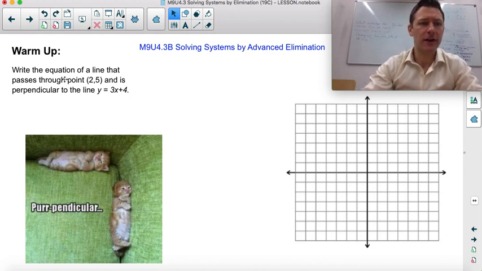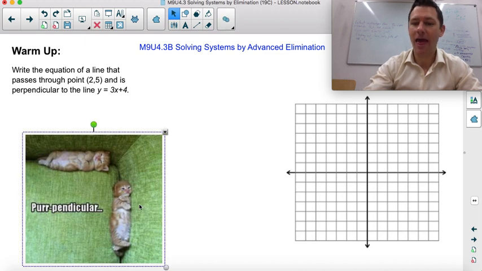So here's the idea. There's an equation of a line. We want to write the equation of a line that passes through this point and goes perpendicular to this line. Perpendicular. Get it? They're kittens.